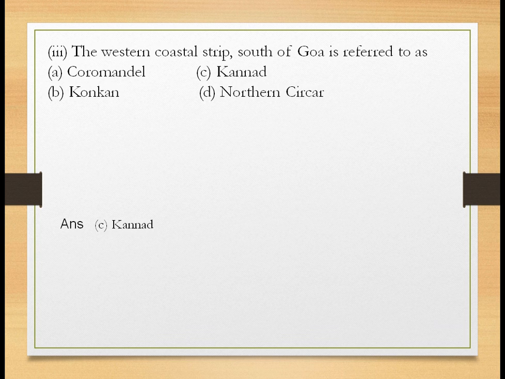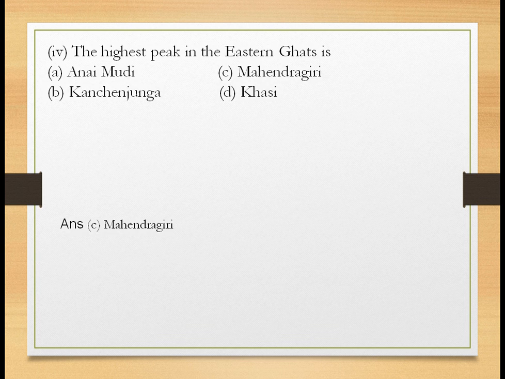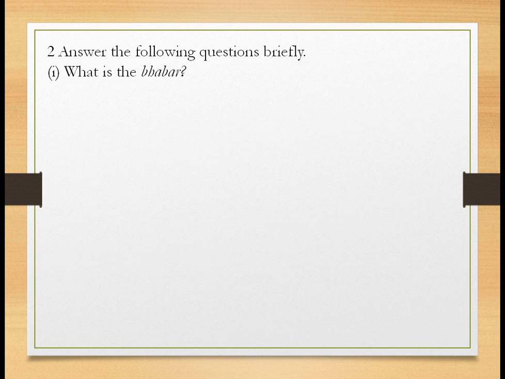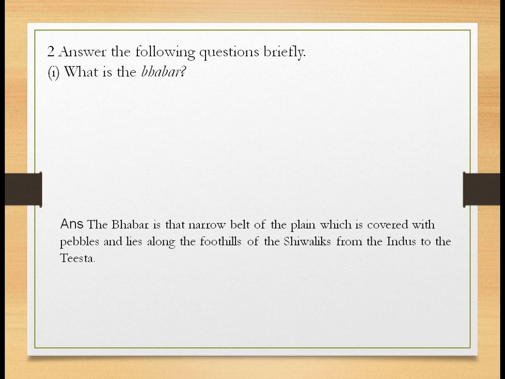Moving to discuss the question answers. First, answer the following briefly. The first one is, what is Bhabar? In our Northern Plain, we have already seen what Bhabar is. The Bhabar is a narrow belt of plain covered with pebbles, lying along the foothills of the Shivalik from the Indus to the Tista river. So what is Bhabar? It is clear to you all. Use the reference answer and make your own answer.